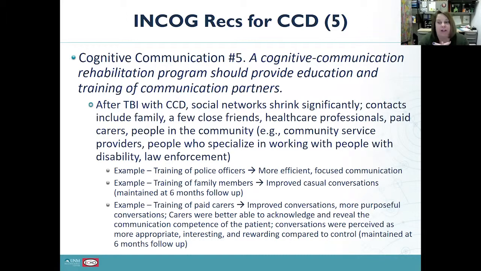Lee and Tower actually started this fantastic program called TBI Express. As their first phase, they trained police officers. They found that just training the police officers on what TBI was, on communication strategies, resulted in more efficient and focused communication. Then, as a follow-up, they trained family members. They had improved conversations, and these changes were maintained. And then they trained paid carers, and similar results.